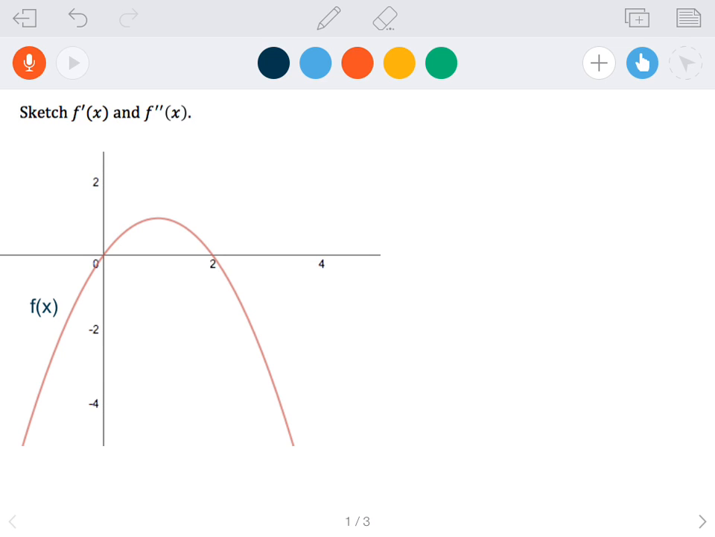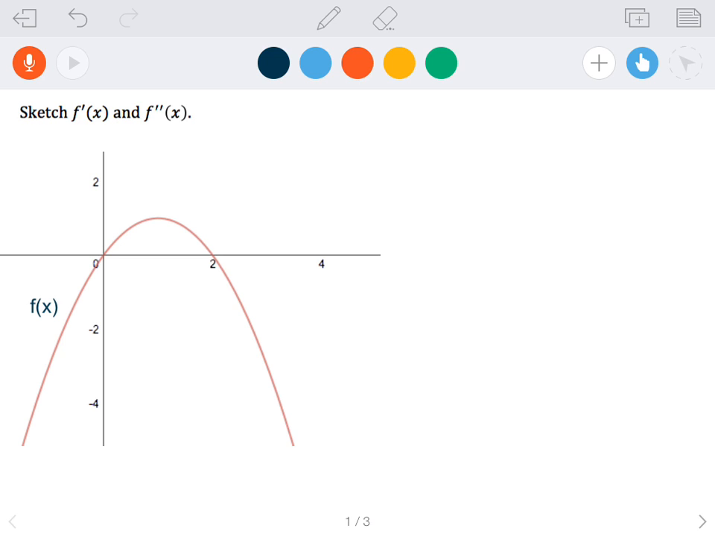The AP exam really likes questions like this. They really like these types of questions that require you to actually know what a derivative is, not just to be able to follow a set of rules to calculate it, but to actually know what it is. Let's take a look at this question.